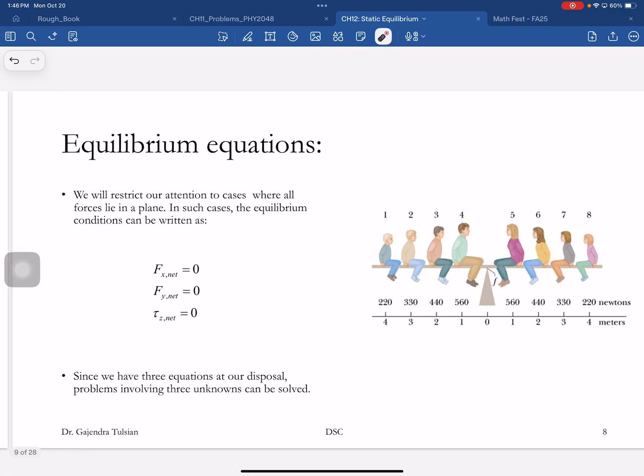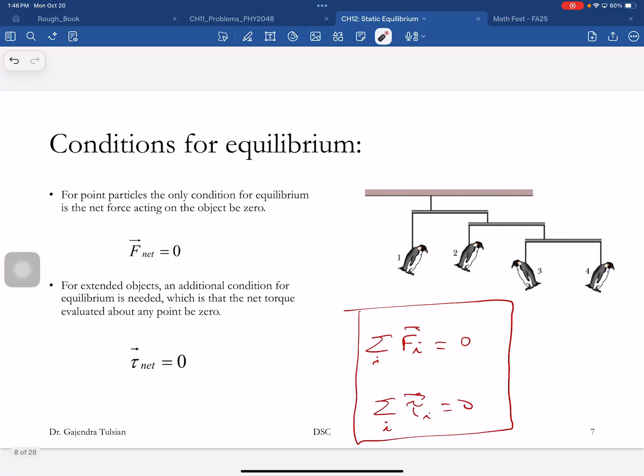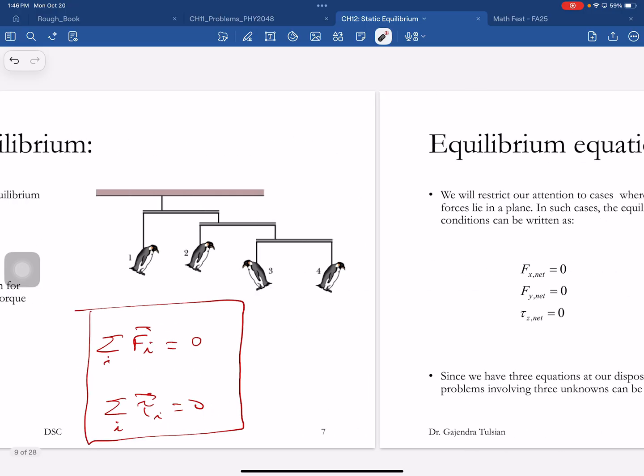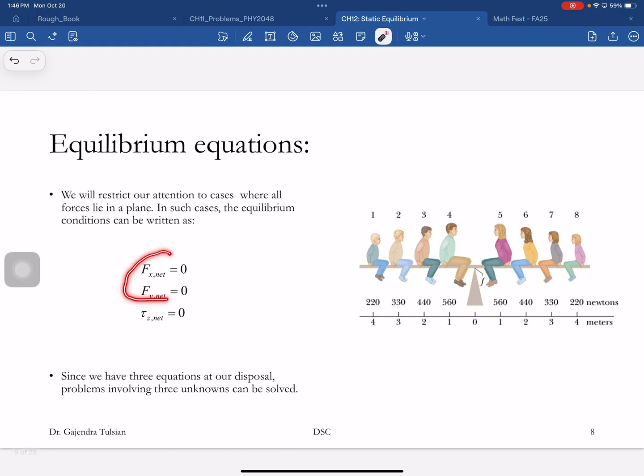Now here we'll keep things simple. We'll have all forces acting in a plane. So if all the forces are acting in the xy plane, you want the x component of the forces to add up to 0 and the y component of the forces to add up to 0. And it'll turn out that the torques of all these forces are in the z direction, and so the torques along the z direction should add up to 0. So all you have is three conditions that you want to satisfy.